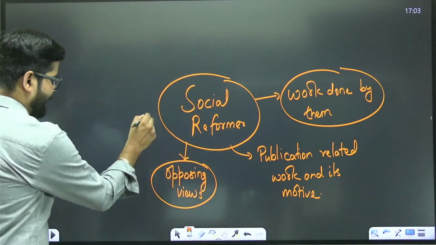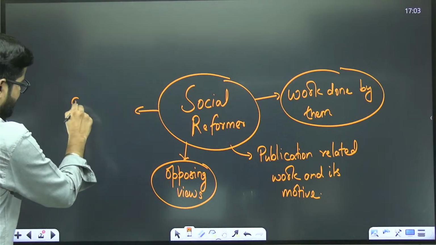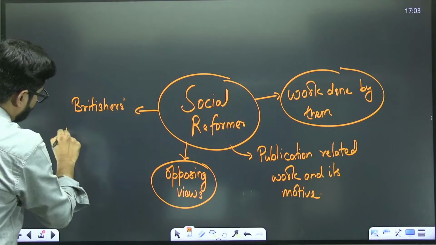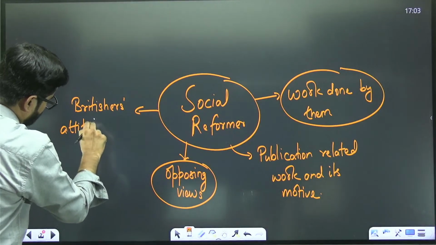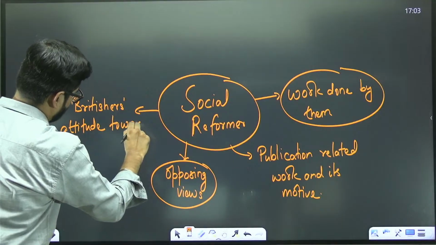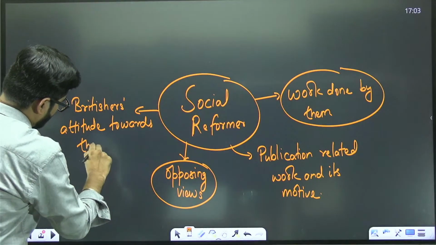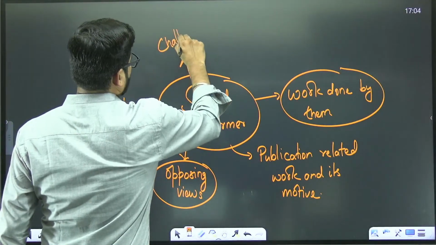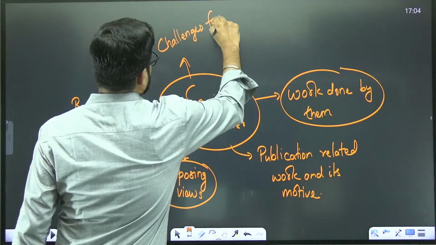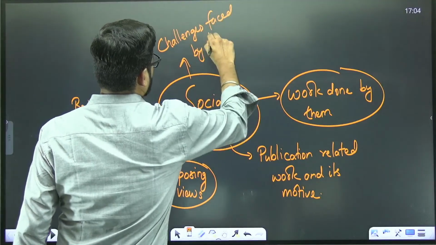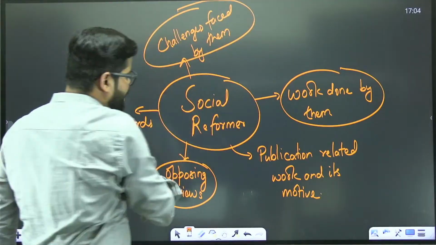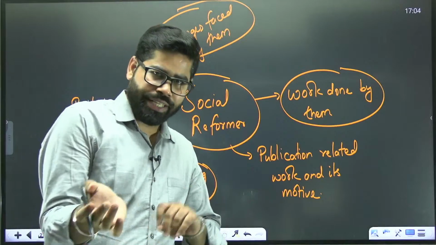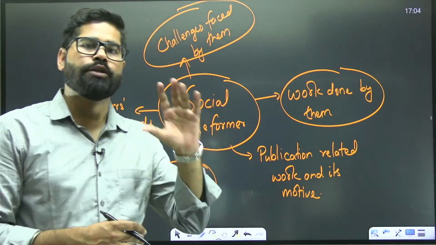Then the next part which you can prepare is the Britishers' attitude towards them. Okay. And finally, what challenges they have to face, challenges faced by them. So if you prepare these many themes with respect to any social reformer, I think if there is any question about them, you would be able to answer them.